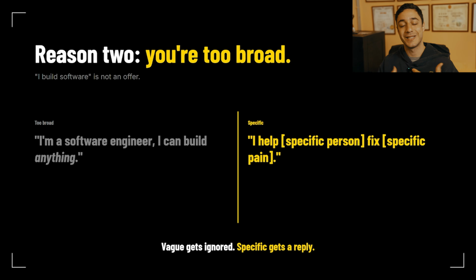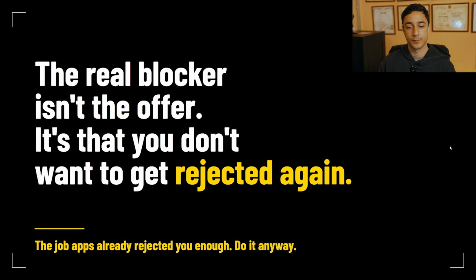What you want to do is be a lot more specific. One of the best ways you can think about it is: I help, and I insert a very specific person in here, fix, and then a very specific pain. Vague most of the time is going to get ignored. Specific will at least get you a reply, okay?